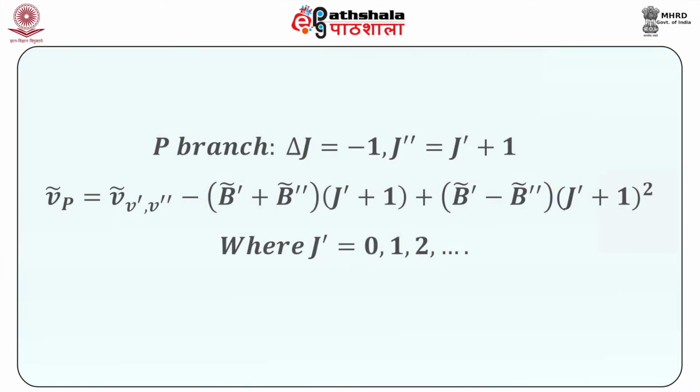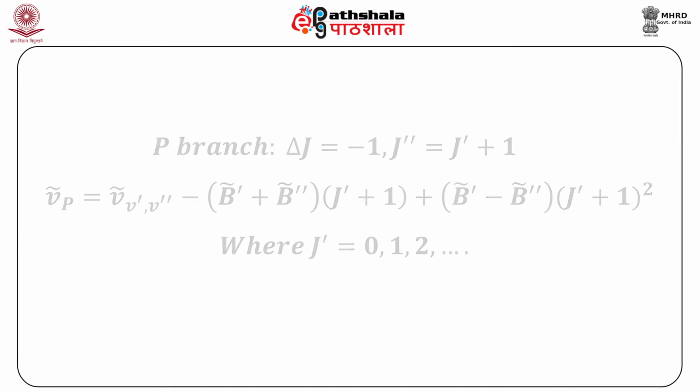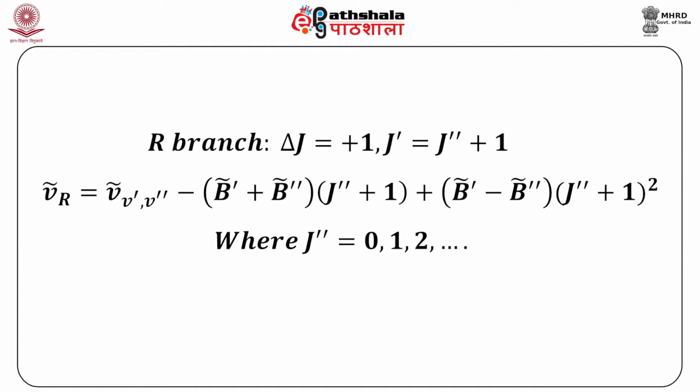Now we are talking about excited states, and the wave numbers for the P and R branches will be as follows. For the P branch, you know delta J is equal to minus 1. So, J double prime is equal to J prime plus 1, and when you substitute that, you find that nu bar, the wave number for the P transition, is equal to the wave number for the v prime v double prime vibronic level minus B prime plus B double prime into J prime plus 1 plus B prime minus B double prime into J double prime plus 1 square, and here J prime is equal to 0, 1, 2, and so on.